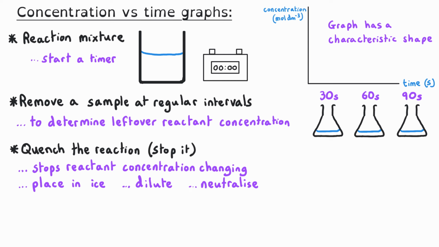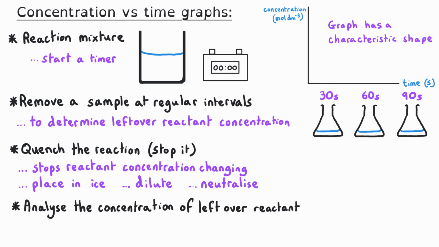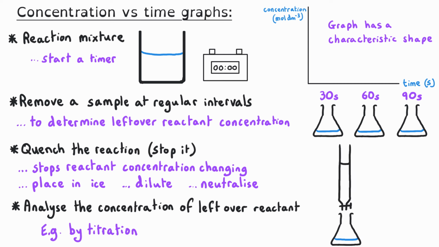For instance, you might place this withdrawn sample into a container of ice, and that would drop the temperature such that the rate of reaction would drop to almost zero. Or you might significantly dilute the sample that you have withdrawn by adding a lot of water to the sample. Or, depending on the reaction, you might, for instance, neutralize one of the chemical reactants that you're not going to be measuring the concentration of. And this means that you can then analyze the concentration of your chosen reactant, for instance, by doing a titration, and you don't need to worry that this reaction is still continuing.